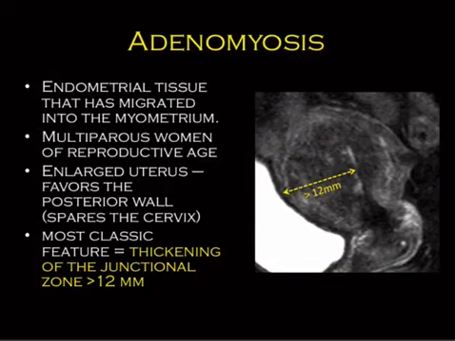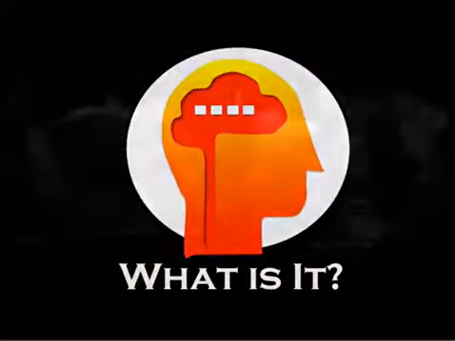So what is this guy? Basically, you've got endometrial tissue that has grown into the myometrium, and the classic history is a reproductive age woman who's had multiple kids, tends to favor the posterior wall and spare the cervix, and the diagnostic criteria is greater than 12 millimeters in the junctional zone. Now, you can show this with ultrasound. It's tougher. It would basically just be sort of a bulky, thick-walled uterus. Sometimes they'll have some hyperechoic stuff there, but it's way easier to show this in MR, and if I was going to show a case, that's how I would show it.